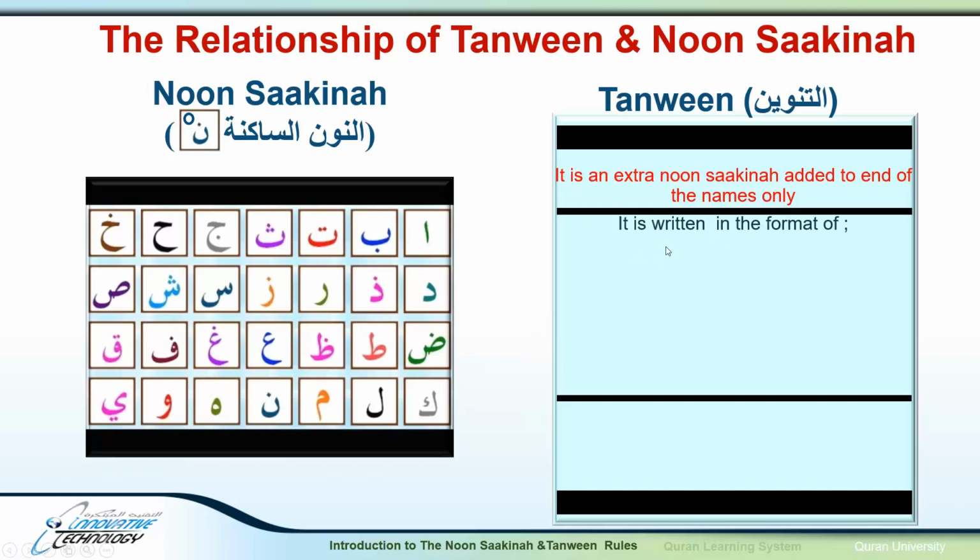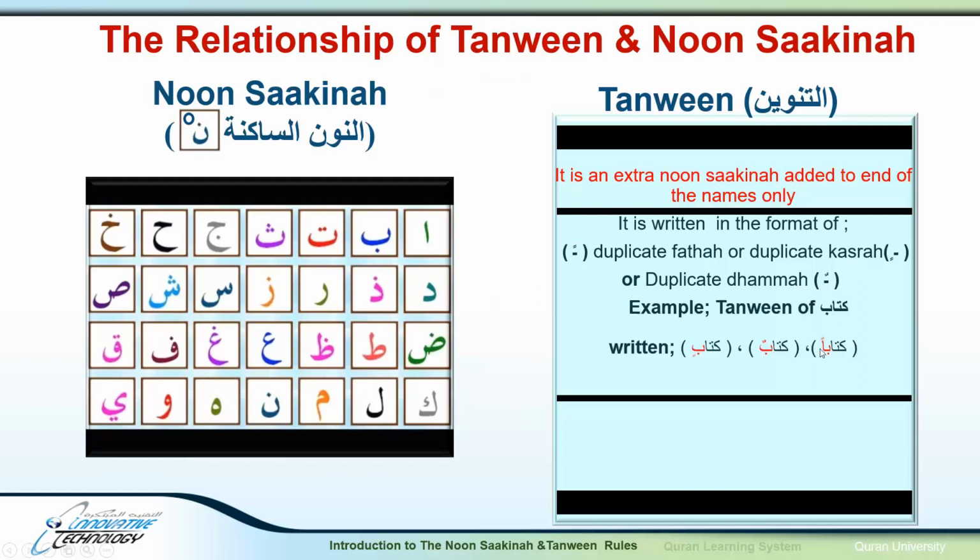And it's written in the format of a duplicate Fatha, duplicate Kasra, or duplicate Dhamma. So there are three types of Tanween: Tanween with Fath, Tanween with Kasr, Tanween with Dhamm. And the example is as we see here for the word Kitab. Kitab is a book. Now a book with Tanween Fath, Kitaban, or Kitabun, Tanween Dhamm, or Kitabin, Tanween with Kasr, duplicate Fatha, duplicate Dhamma, duplicate Kasra, and it is pronounced like this: Kitaban, Kitabun, Kitabin.